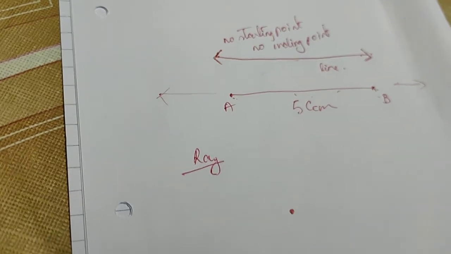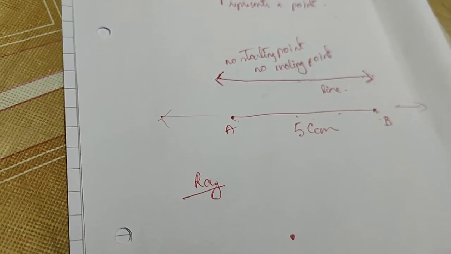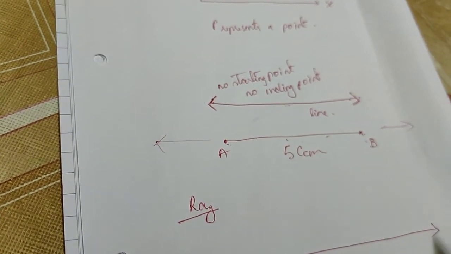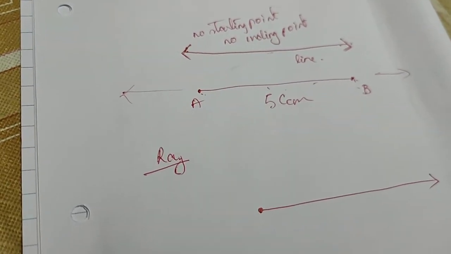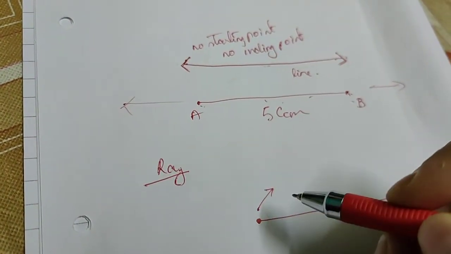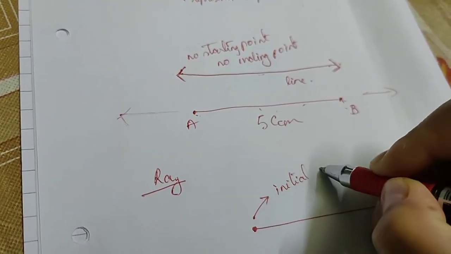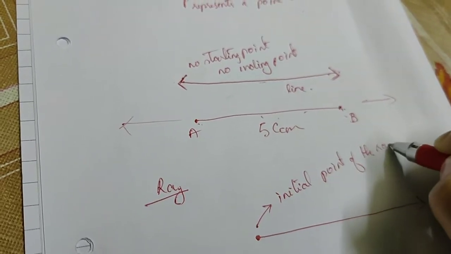That means it will have one initial point, because only one side is extended indefinitely. Say this side, I'm putting an arrow, this side will keep going, you cannot measure the length on this side. So this point we will call the initial point. Initial means the starting point of the ray.